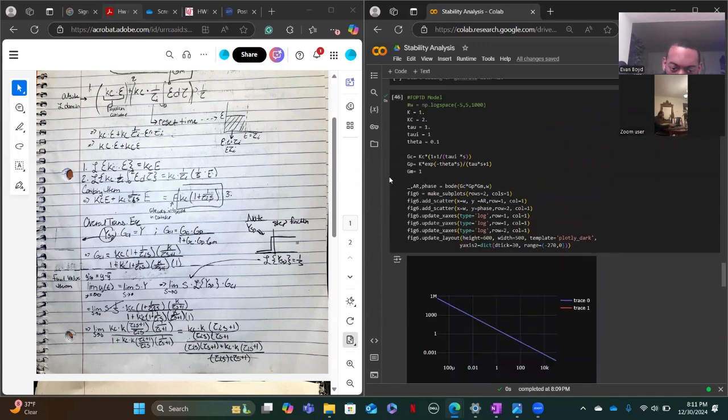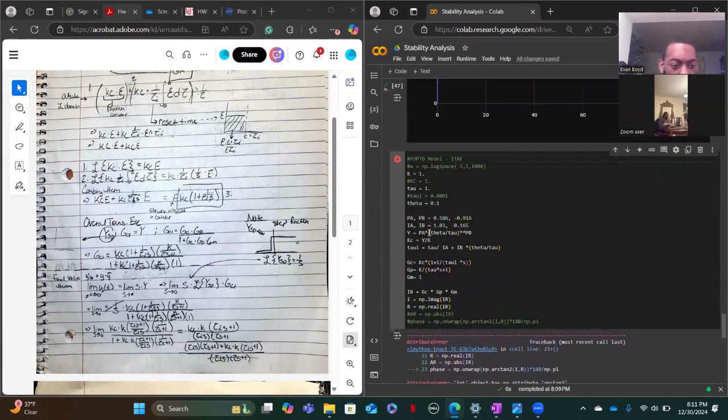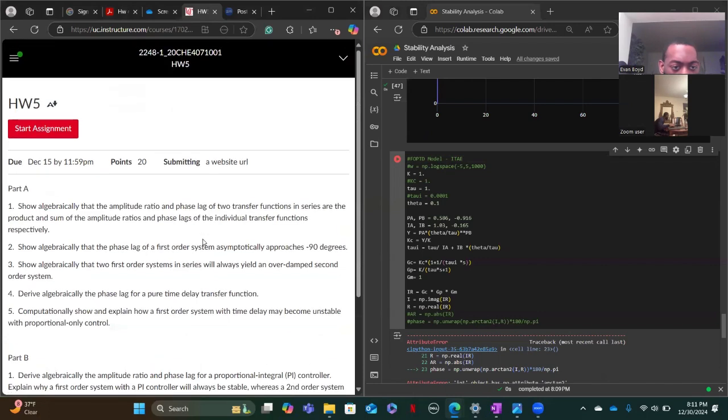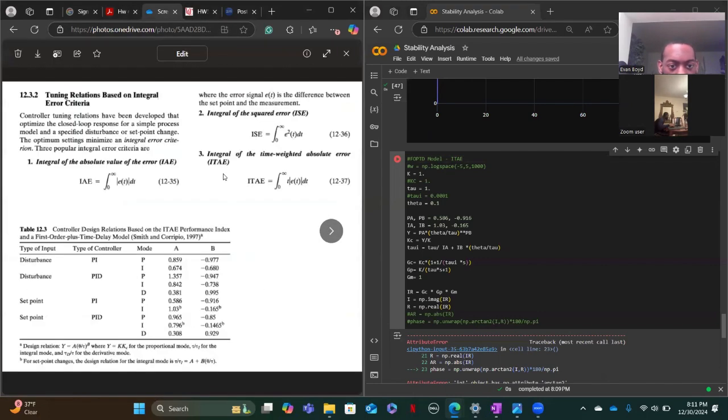Okay, so now we'll move on to the model using the given numbers and using the equations from the integral of time-weighted absolute error equation. I'll be right back though because my Zoom recording is about to end. I'll be right back with the rest of it in about 10 minutes.